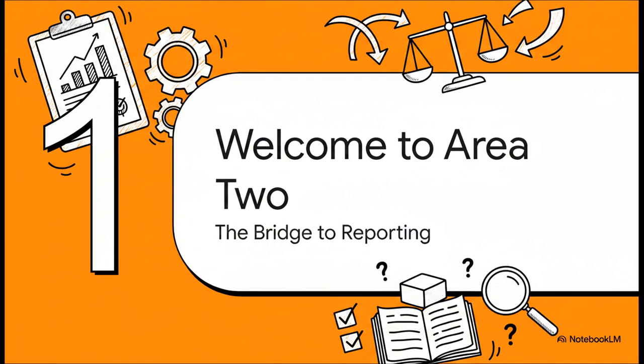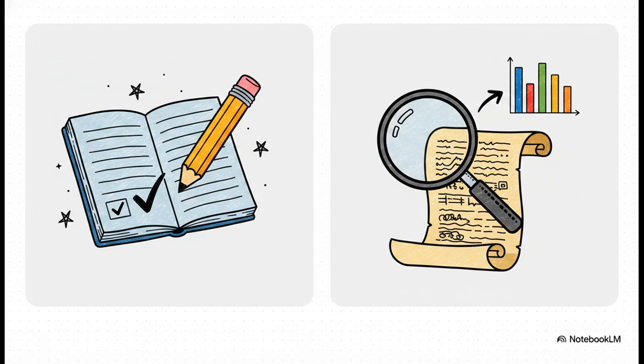Section 1. Welcome to Area 2, the bridge from technical to reporting. So Area 2 really represents the technical accounting and reporting core of the BAR discipline. Now, if you've already studied FAR, honestly, Area 2 is going to feel incredibly familiar. It relies on that exact same foundation. But here's the catch, and it's a big one. FAR focuses heavily on the mechanics, right? Journal entries, basic calculations, your standard accounting rules.